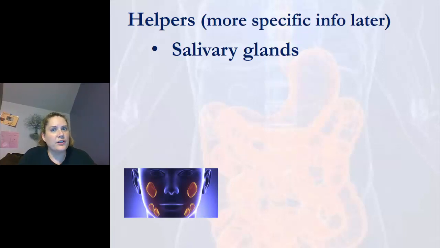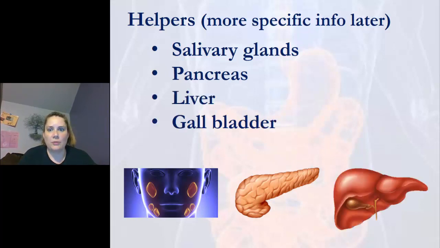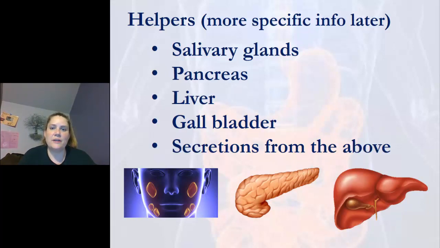Some other helpers, and again, I'm going to talk more specifically about them: we have the salivary glands, the pancreas, the liver, and the gallbladder. They're all going to help us out in various places. And then there are secretions that come out of all of those. Secretions is such a good word. A secretion just means basically a juice that comes out of whatever that structure was.